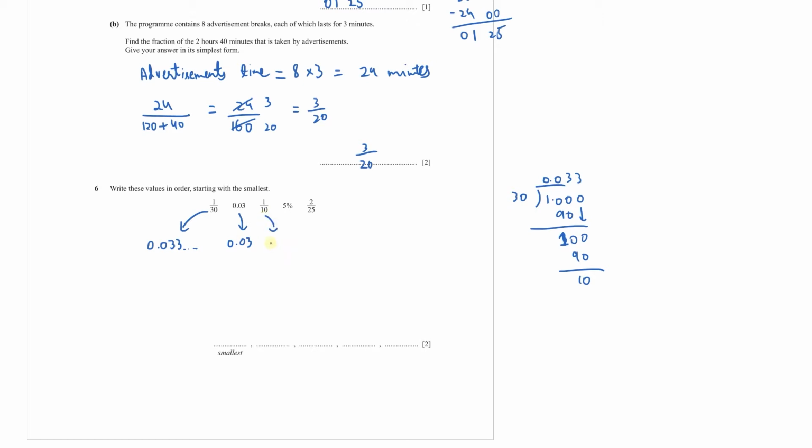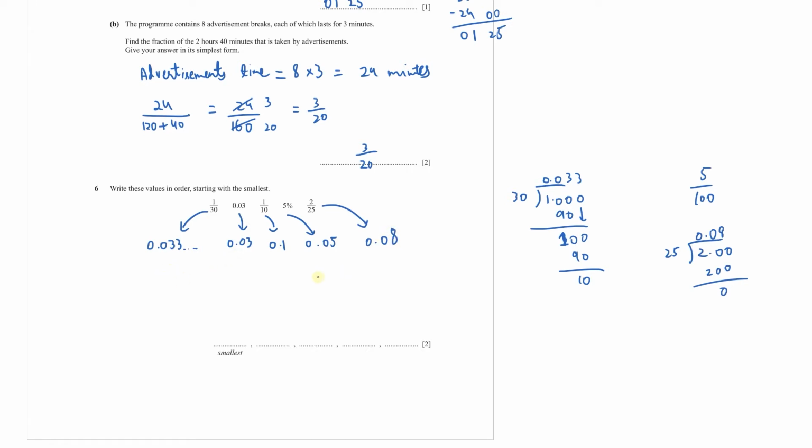1 over 10 is pretty straightforward. This is 0.1. 5% is what? 5% is 5 over 100, so this will be 0.05. And then 2 divided by 25: 0 point, I have to add another 0. 20 is still not divisible by 25, so I add another 0 and then I can add 1 more 0 here. So 200: 25 times 8 is 200. So this is 0.08.